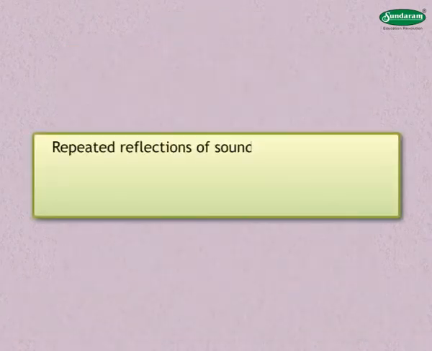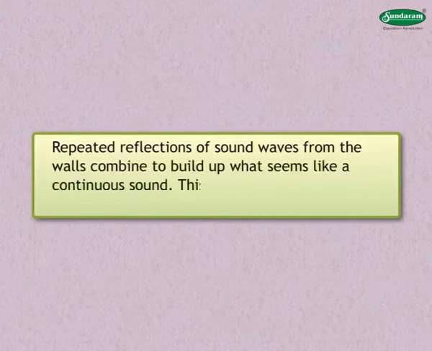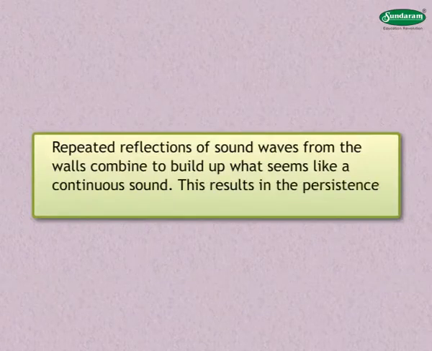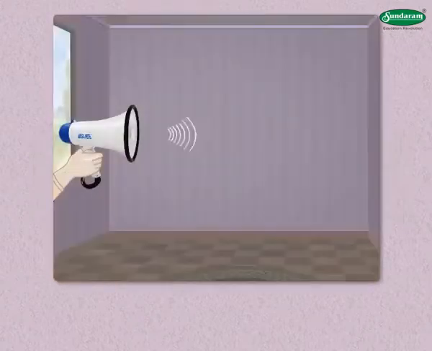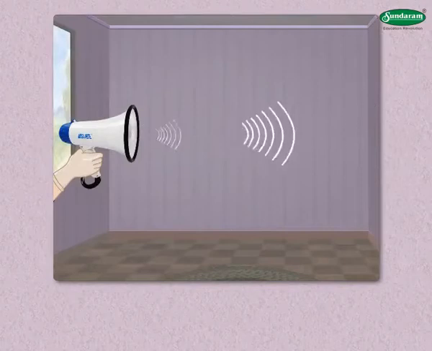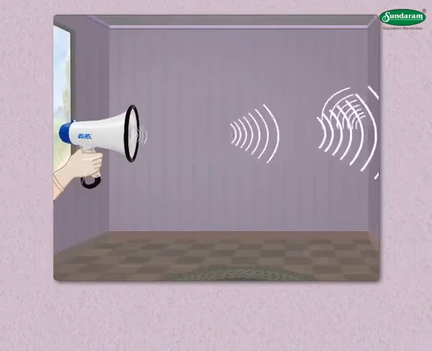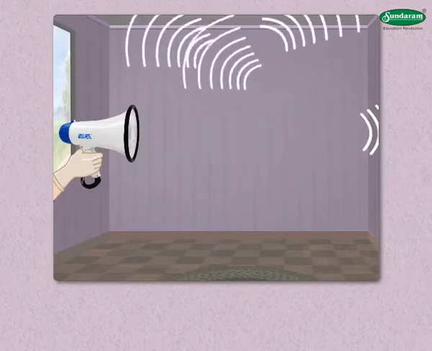Repeated reflections of sound waves from the walls combine to build up what seems like a continuous sound. This results in the persistence of sound called reverberation. The time interval between the successive arrival of the same sound signal goes on decreasing. Also, the intensity of sound gradually decreases.